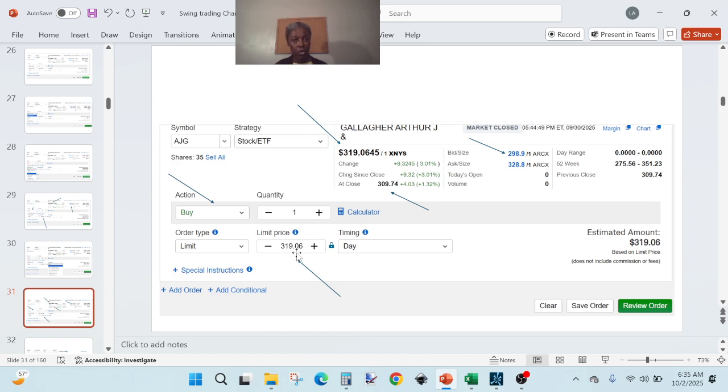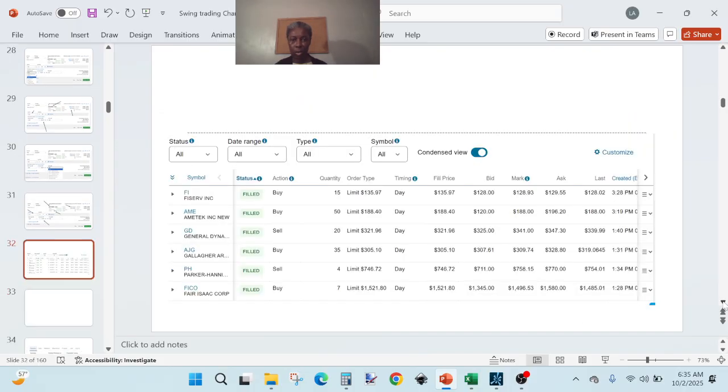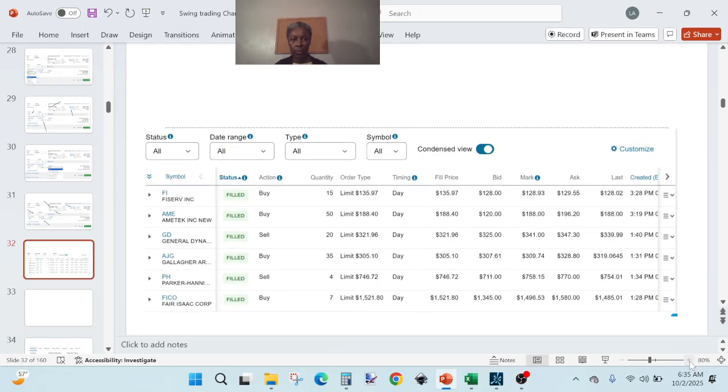But around noon time, while the market has been open for a while, I will just go with the price it was selling at that point, so that I can increase my chances of actually buying the stocks that day. And the timing is going to be day as well. We'll review the order and you'll place the order. And here we just have an example of orders that were filled in the past.